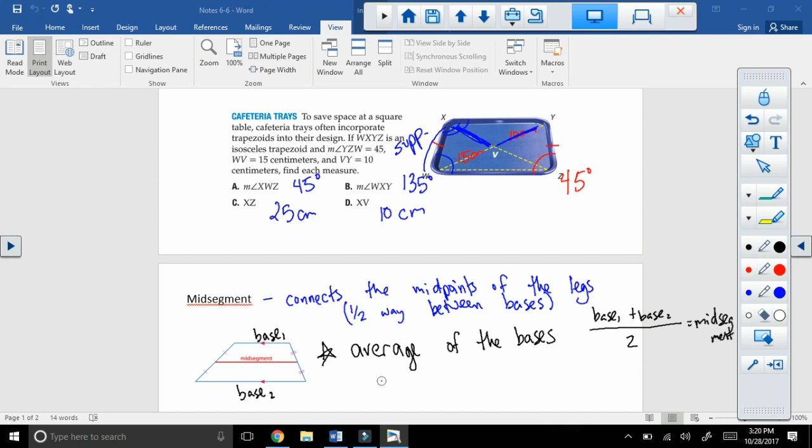Another thing that will be true is this will always be parallel to the bases. You'll see us use this first one the most, where you know that it's the average, and you could use that to either find one of the missing bases if they tell you this length, or they might give you both of the bases and you're finding the mid-segment. Either way, you can just use this formula over here.